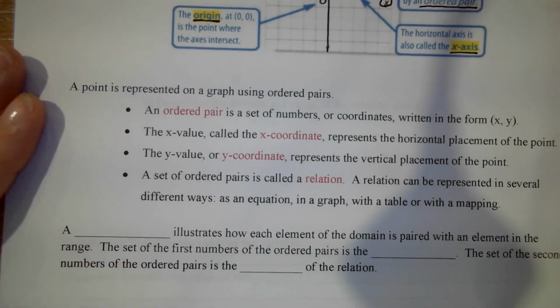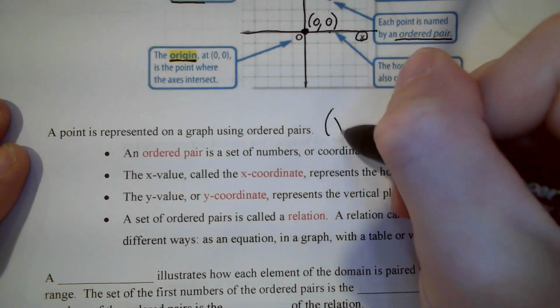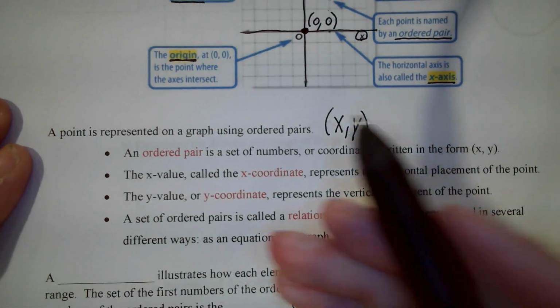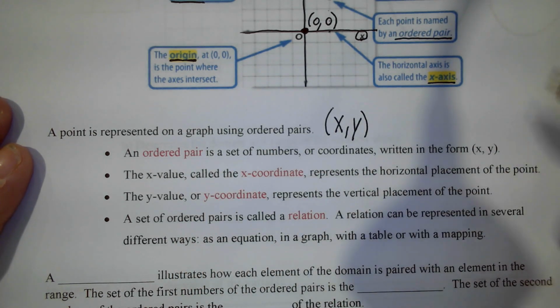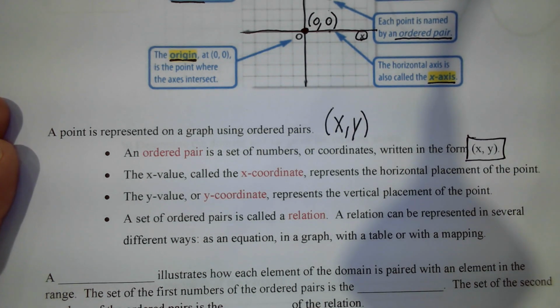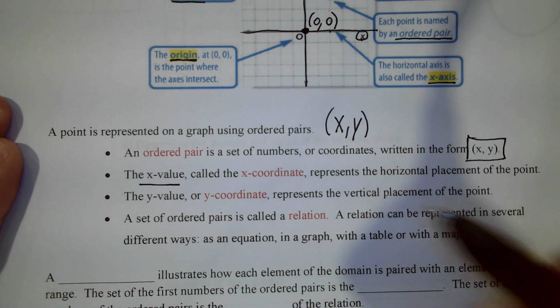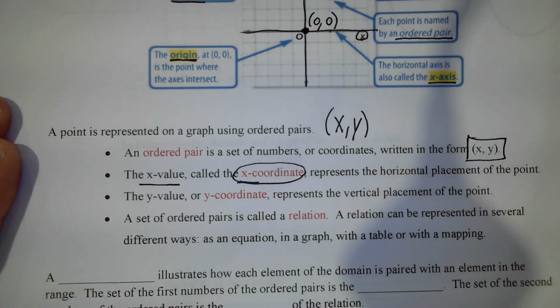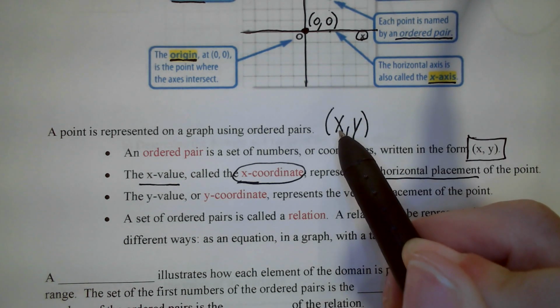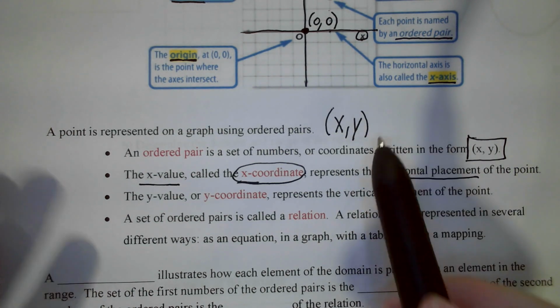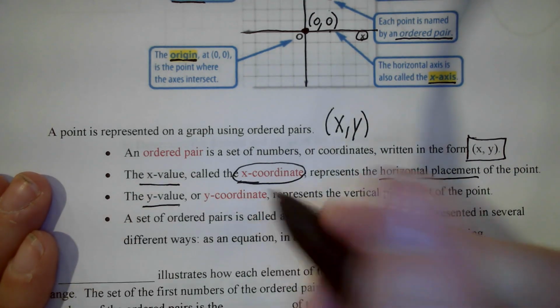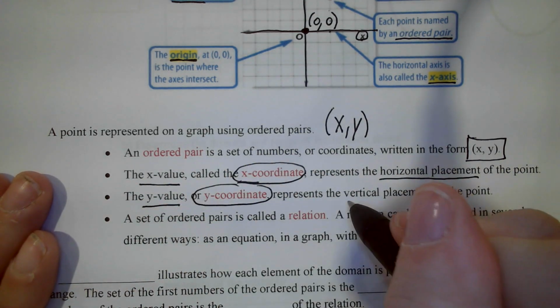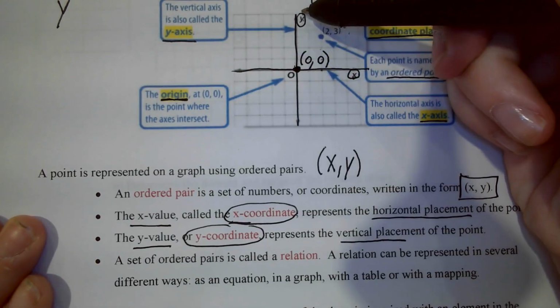Now, a point on a graph that we have represented as (x, y) can be represented using ordered pairs. An ordered pair is a set of numbers written in the form (x, y). The x value is called the x-coordinate, and it represents the horizontal placement of the point. So the number in the x position, the first number in the parentheses, is how far left or right you're going to go. Then the y value, or the y-coordinate, represents the vertical placement, so how far up or down you're going to go.